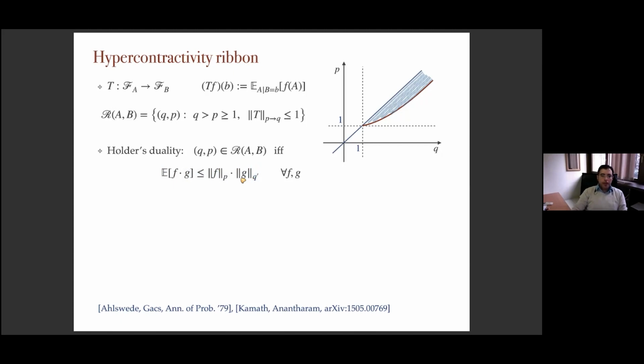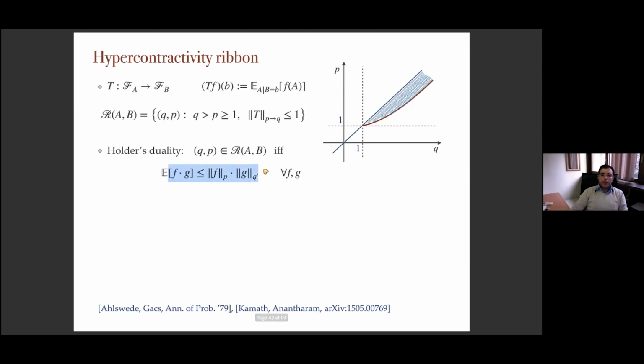Here you should notice that this hypercontractive ribbon is not symmetric, because you would realize this asymmetry here. QP is in the hypercontractive ribbon if the expectation of FG is at most the P norm of F times the Q prime norm of G. So it's asymmetric, but we should keep in mind that A is the input space and B is the output space, or you could change the definition and take this one as the definition of the ribbon.